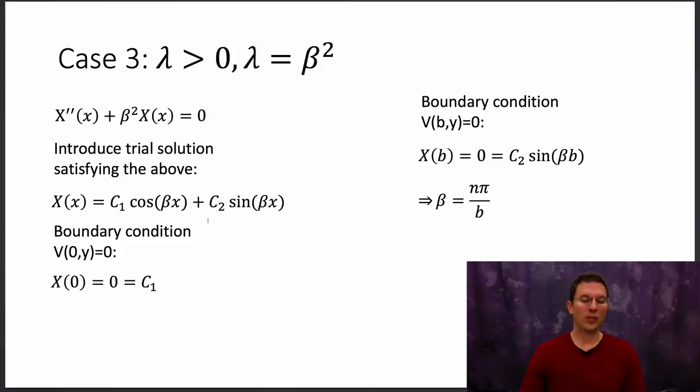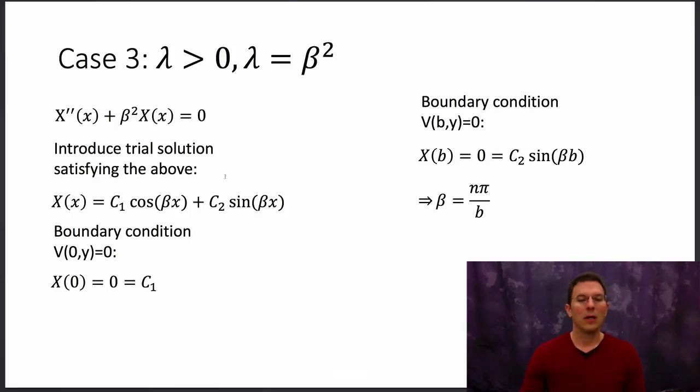Well, let's work now with our boundary conditions. The first boundary condition of interest is that the potential at x equals 0 for any value of y has to be equal to 0. So when we substitute x equal to 0 in here, sine of 0 is 0, so this term falls off, and what we end up with is C1 equal to 0. Cosine of 0 is 1, and so in order for this potential to be 0 for any value of y, this coefficient C1 needs to be equal to 0. So we modify our trial solution by simply removing this term.